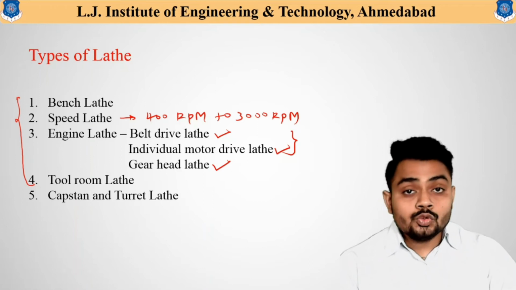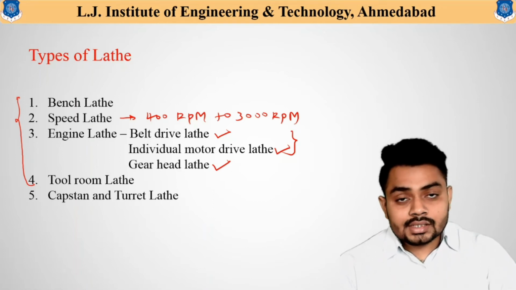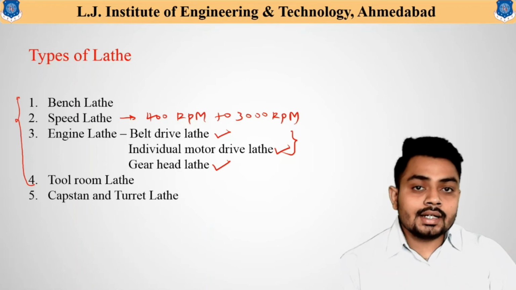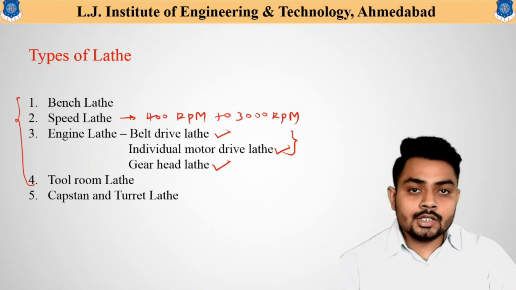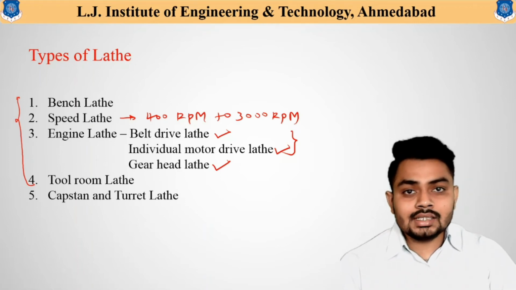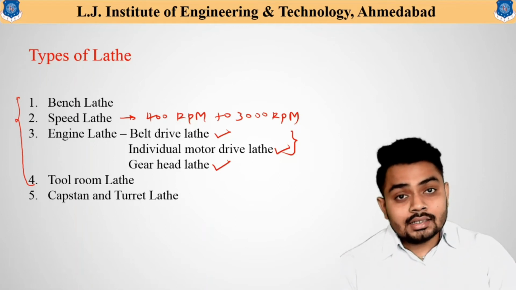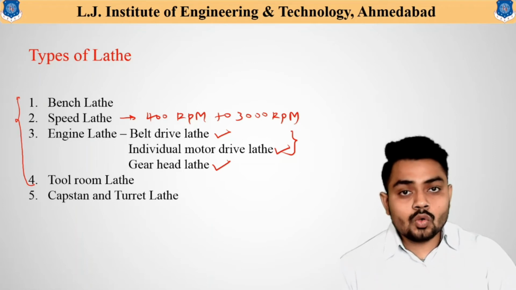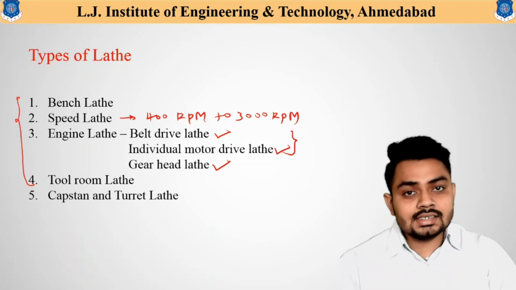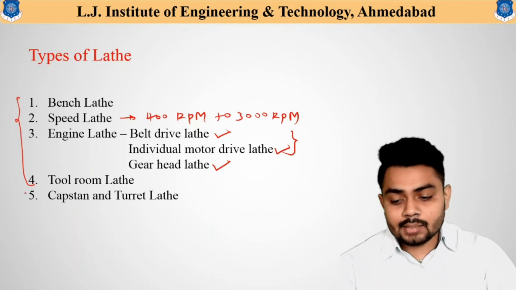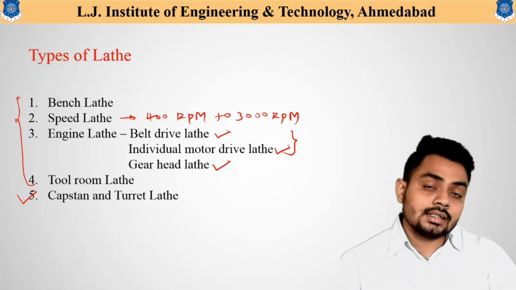Now, to perform another machining operation we need to change the tool, and it requires time, and due to this time the machining cost also increases. So there are some disadvantages as well. To overcome that disadvantage of changing the tool, another lathe machine is available, that is the capstan and turret lathe.